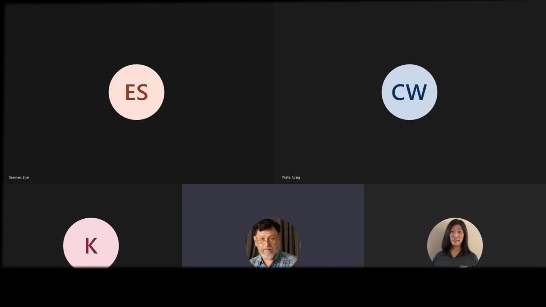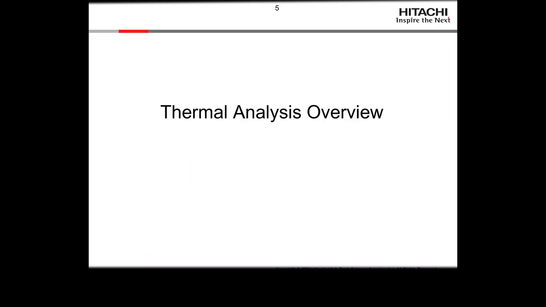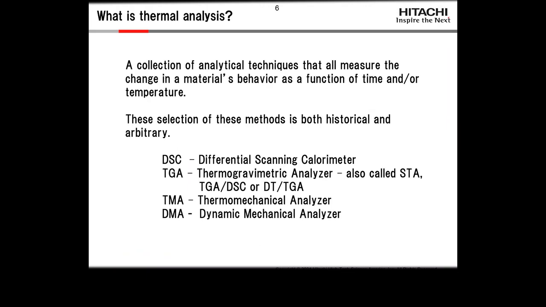5 years, I've worked in a wide variety of industries, and I've probably spent the last 30 years dealing with thermal analysis. As an overview, we'll just start off. Thermal analysis is a collection of analytical techniques that measure a material's change as a function of time or temperature. These techniques are grouped together mainly historically. It's pretty arbitrary. There are other techniques that monitor temperature effects that aren't included, and there are some of these that really probably belong someplace else.